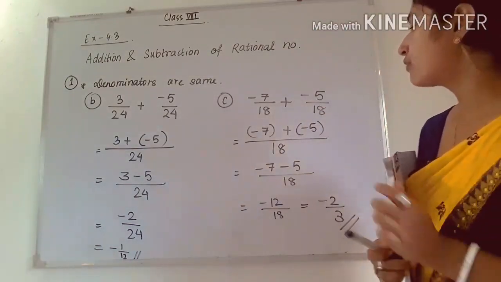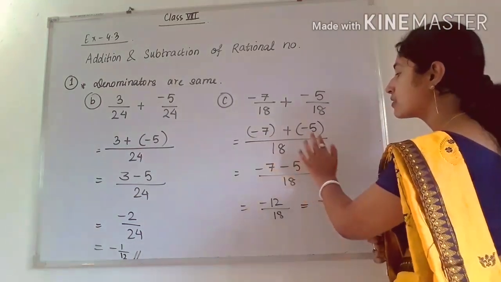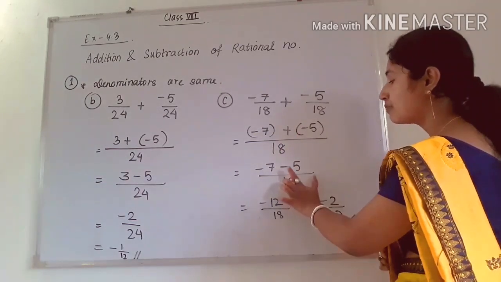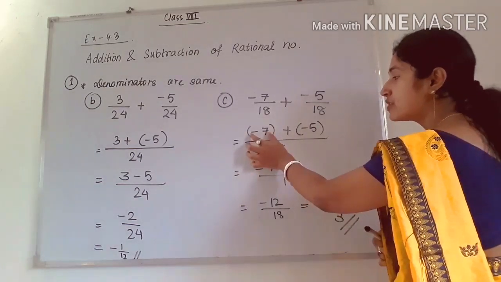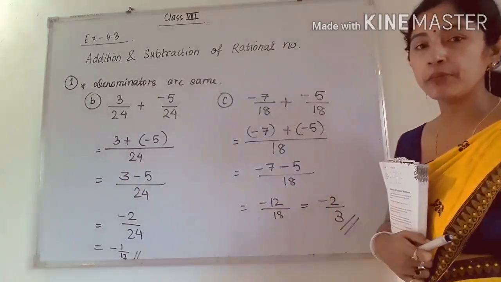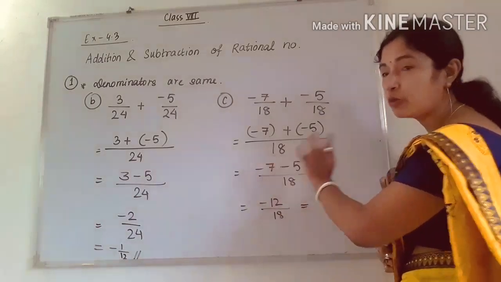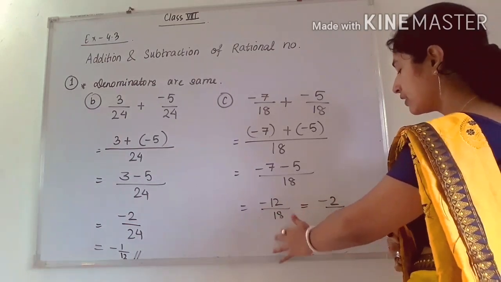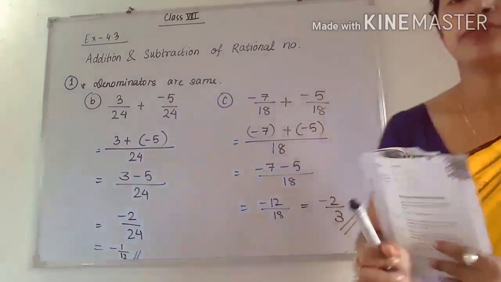Similarly, in C, you have to take 18 as the LCM. In the numerator, we write as it is, that is minus 7 plus minus 5. If we open the bracket, plus minus will become minus, and this will remain the same, minus 7. Then if there are two negative symbols before the respective numbers, we add both the numbers. 7 plus 5 will be 12, that is minus 12 by 18. Then we cancel it and get minus 2 by 3. This is the answer.